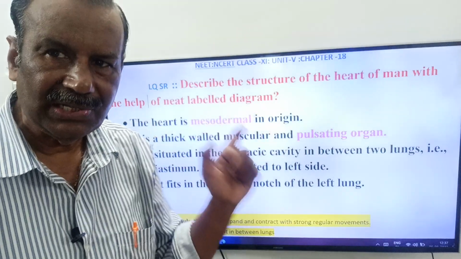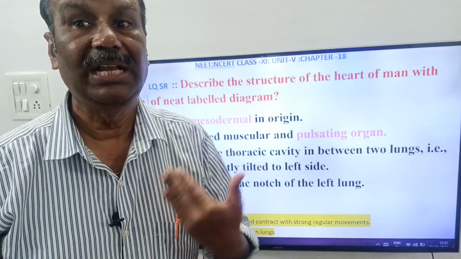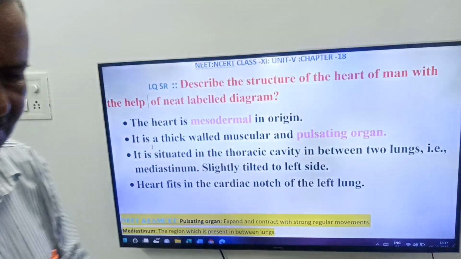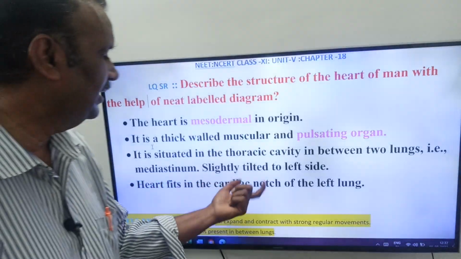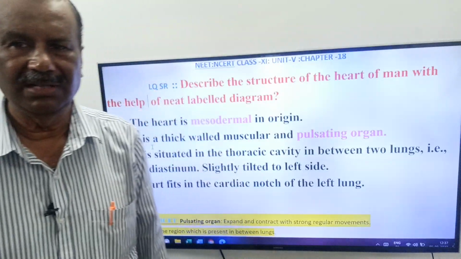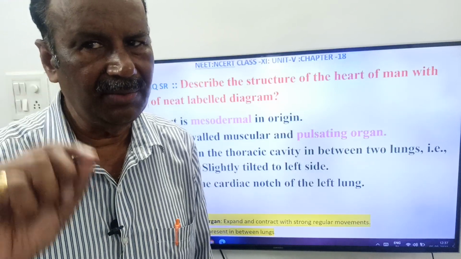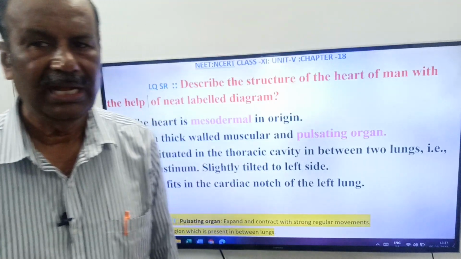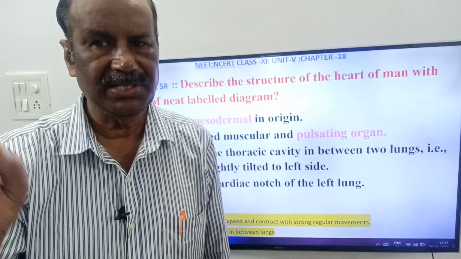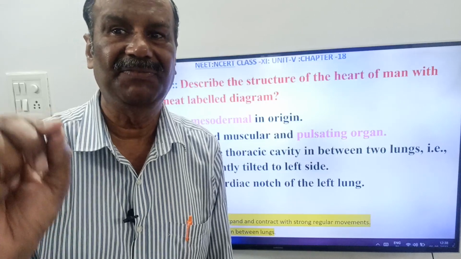Okay friends, this heart is slightly tilted towards the left side. We have our heart towards the left side of the thoracic cavity in between two lungs, that is in the mediastinum. Next, one other important point: heart fits in the cardiac notch of the left lung. The left lung has a notch called the cardiac notch. This cardiac notch gives shelter to the heart. So here you have to remember two words: mediastinum and cardiac notch. Mediastinum is the place present in between two lungs. Cardiac notch is the notch present in the left lung.